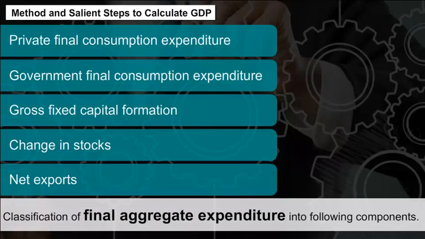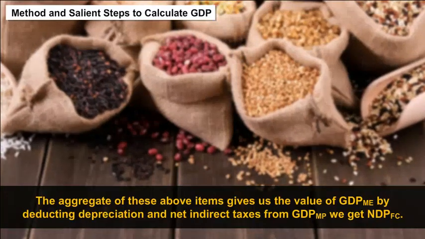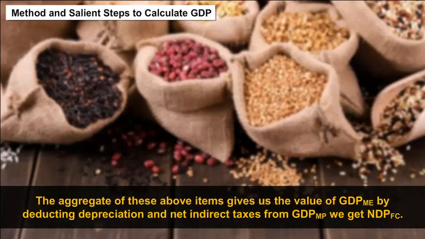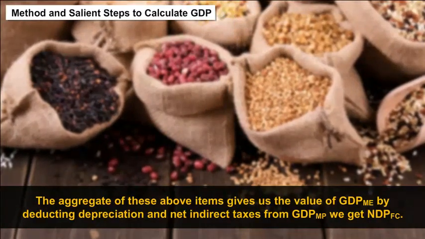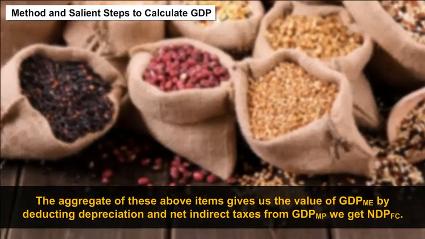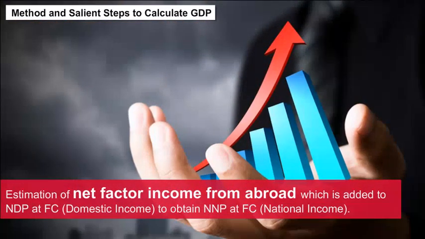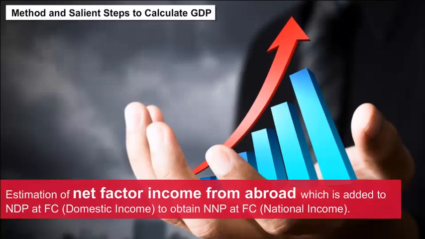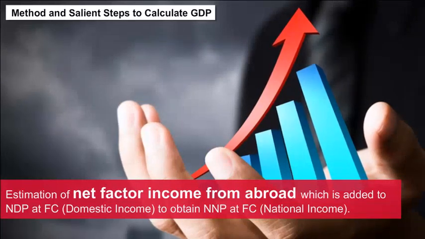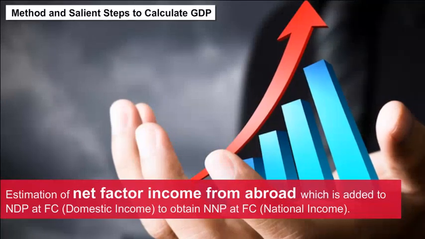Net exports. 3. The aggregate of these above items gives us the value of GDP at MP. By deducting depreciation and net indirect taxes from GDP at MP, we get NDP at FC. 4. Estimation of net factor income from abroad, which is added to NDP at FC, domestic income, to obtain NNP at FC, national income.